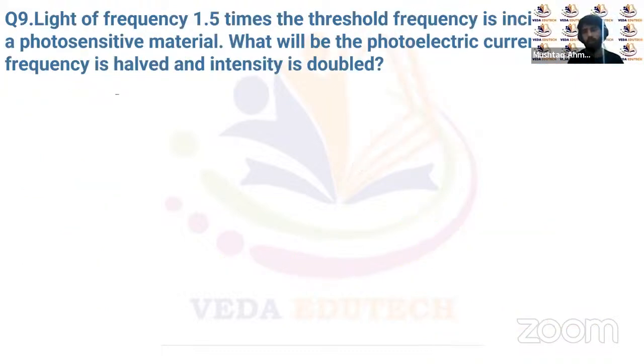Now let's move on to question number 9. Question number 9 says that light of frequency 1.5 times the threshold frequency. Let's suppose this is the metal surface here, and we are incident some light of frequency 1.5 times the threshold frequency. It means the energy of this incident photon will be 1.5 h nu naught, where nu naught is the threshold frequency. This is a photosensitive material.